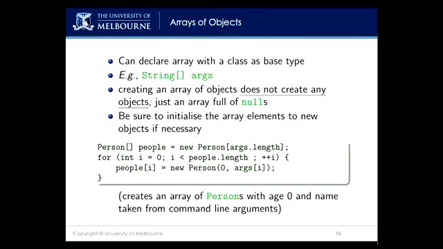So the example I gave you actually fits really well into this slide. You can create arrays with any type of object, like string was an example because string is an object, and we've just used our own object called person. And when you create an array of objects, it doesn't create any objects. It just makes an empty space for them.